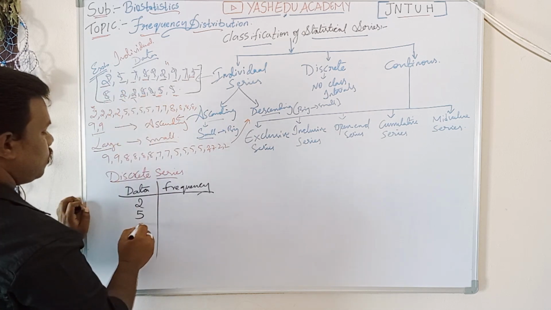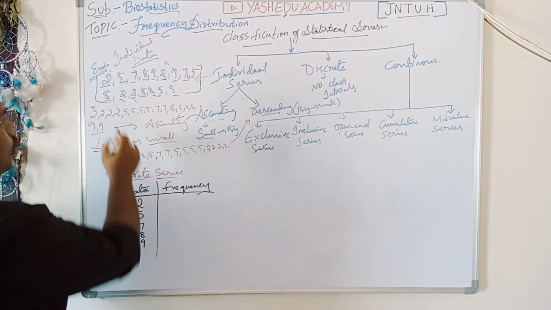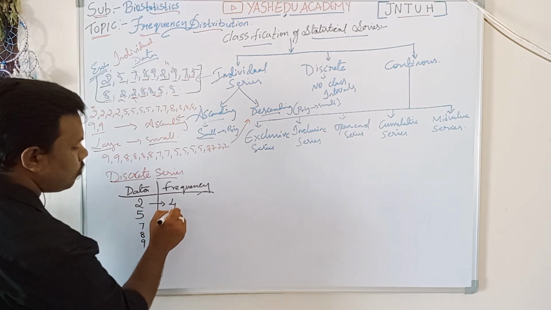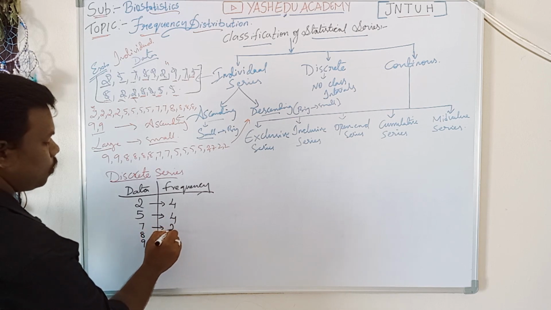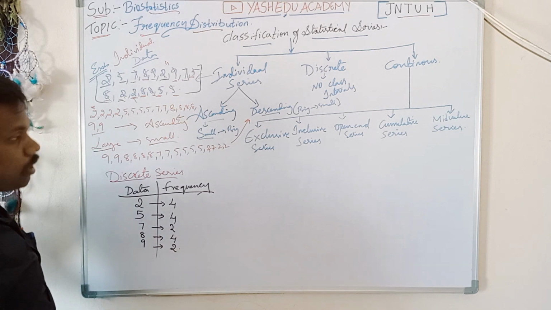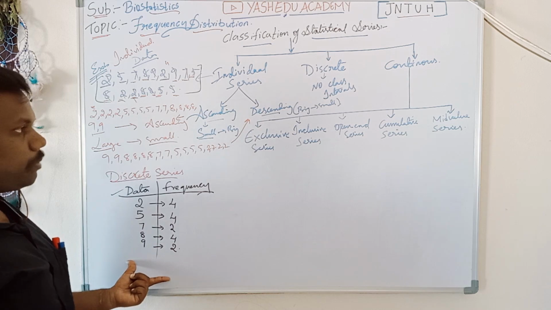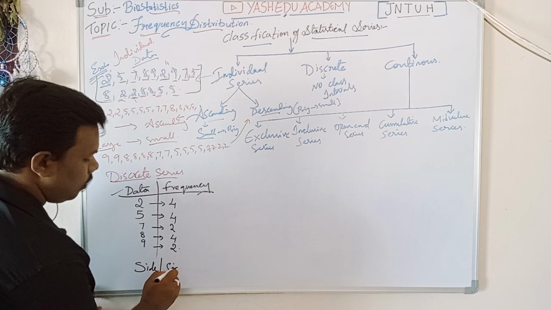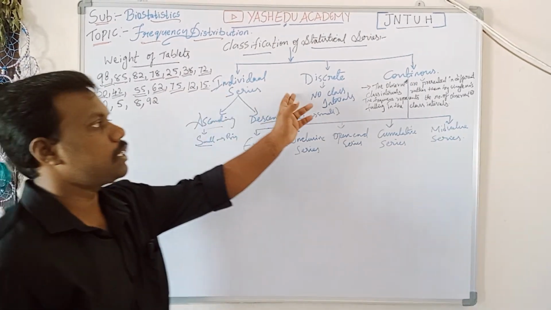2, 5, 7, 8, and 9. Now count them. 2 is repeated for 4 times, so the frequency for 2 is 4. 5 is 4. 7 is 2. 8 is 4. And 9 is 2. Now based on the individual data, the discrete data can be written in this format, side by side. Just now we are done with the individual series and discrete series.